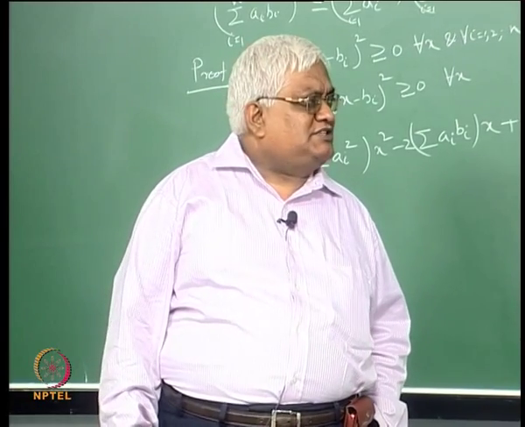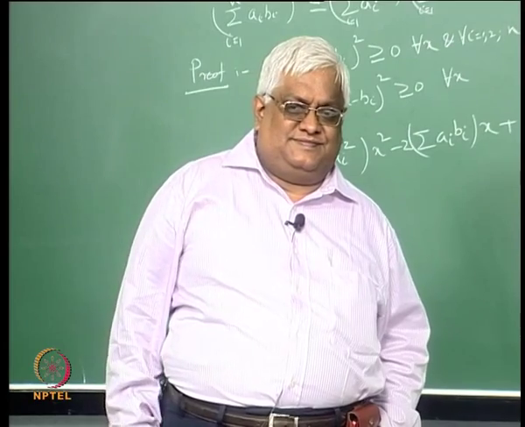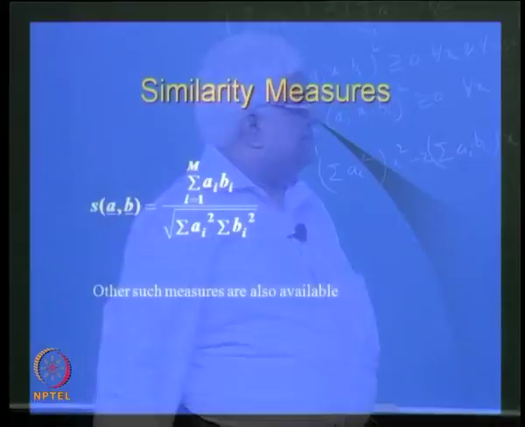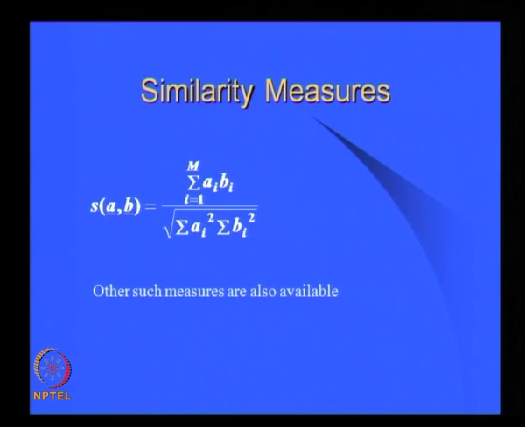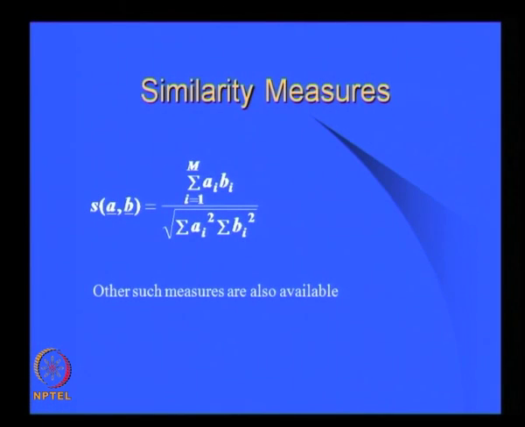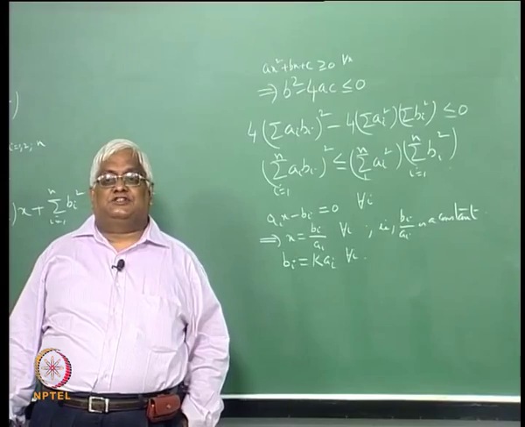Can it be equal to minus 1? Suppose k is a negative quantity, then that minus will appear in the numerator, but it does not appear in the denominator. It is equal to plus 1 or minus 1.